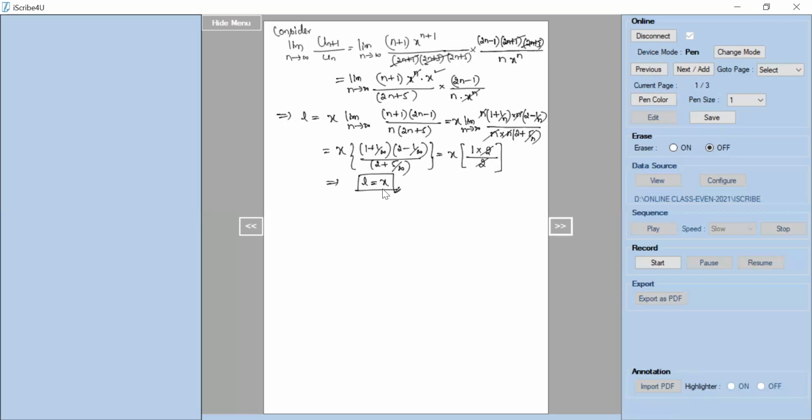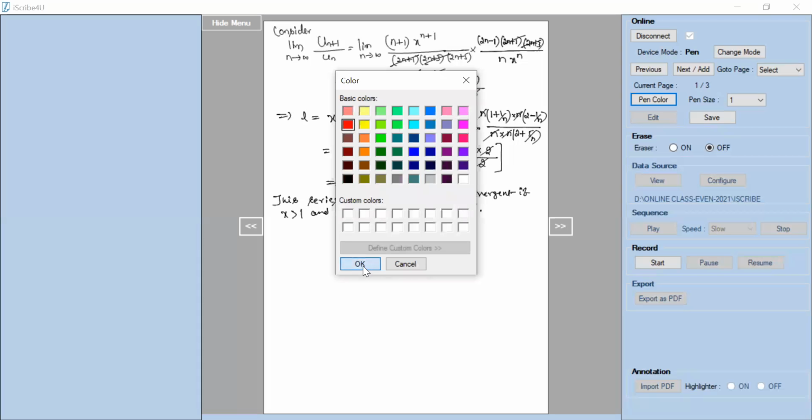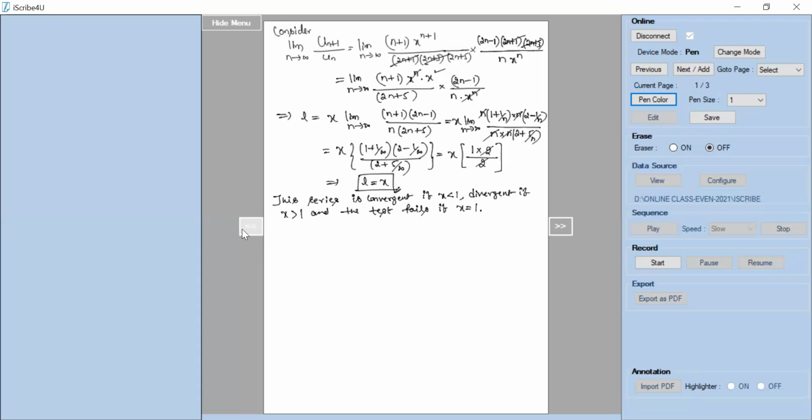So for this problem, again we got the answer in terms of x, and we can conclude that this series will be convergent if L = x is less than 1, divergent if x is more than 1, and this test fails if x is equal to 1. I'll just write it like that: this series is convergent if x is less than 1, divergent if x is greater than 1, and the test fails if x is equal to 1. So this is a way of verifying the convergence of the given infinite series using D'Alembert's test. This is a common procedure for all problems here.